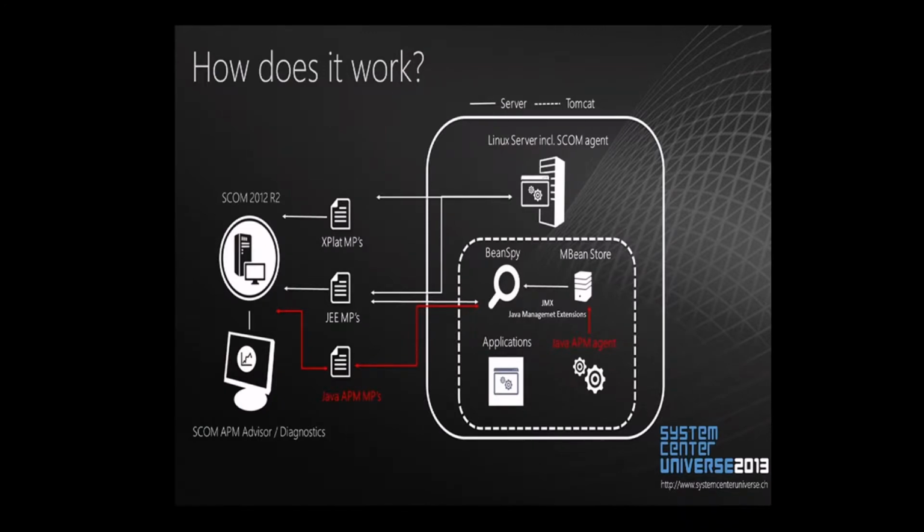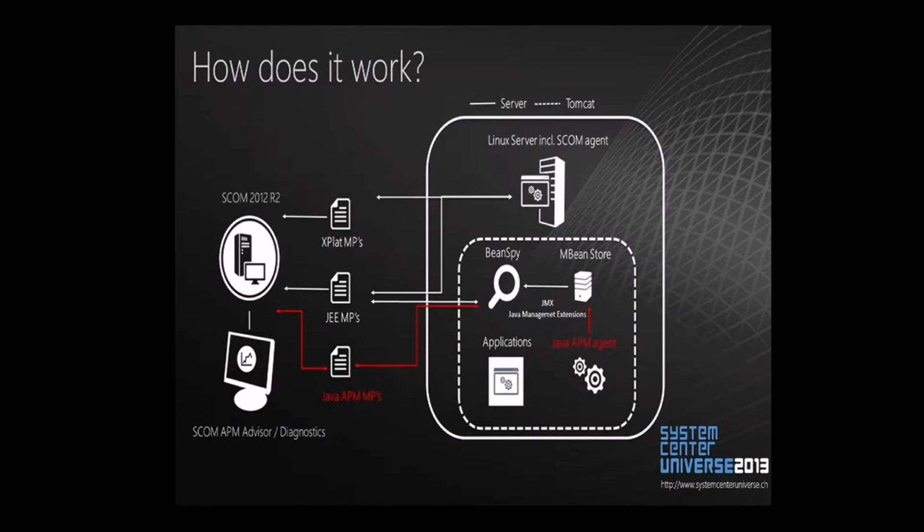So how does it work? We know what we need to do to enable it, but what is actually going on behind the scenes? As we see, we have a cross-platform management pack and agent deployed to the Linux server. Then we have the JEE management pack deployed. And as I said before, it builds a channel into the Linux server and the JEE application server. And then we need to deploy the Java APM management pack and also the Java APM agent.